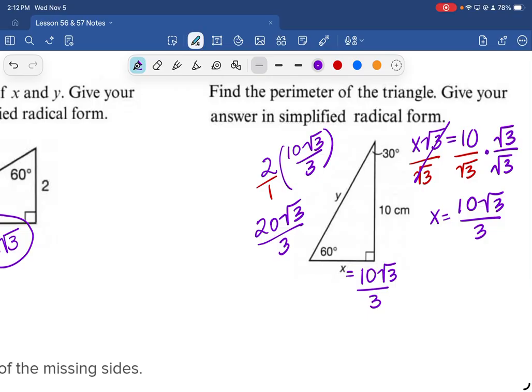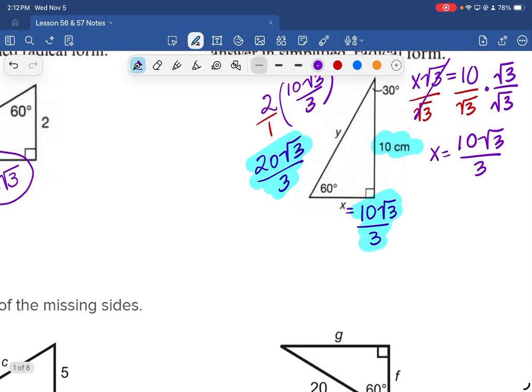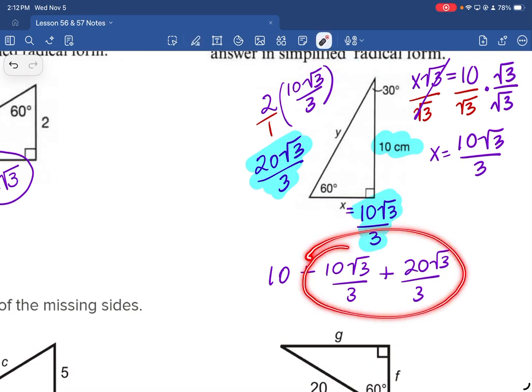Now, let's not be tempted to move on because they asked for perimeter. So I got to take the y, the x, and then the value they already gave me. Because they want simplified radical form, I need to be careful to only add like terms. So we have a 10, we have a 10 root 3 over 3, and we have a 20 root 3 over 3. Well, these are like terms, so they can be combined together. A 10 and a 20 is a 30.